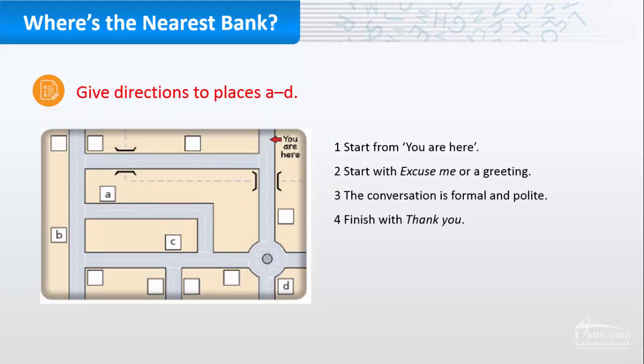Now I want you to give directions to places from A to D, okay? So for example, you can say start from you are here. This is how you can start your sentences. Also, you can start with excuse me or a greeting like hello. 3, the conversation is formal and polite. And number 4, finish with thank you. So these are the ways that you can start asking about directions.